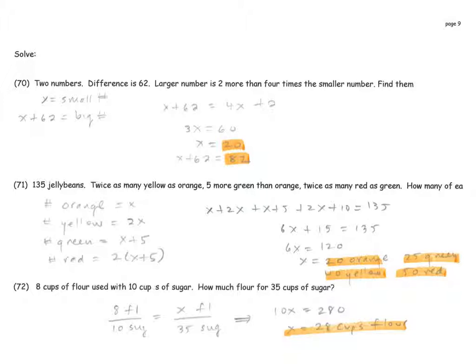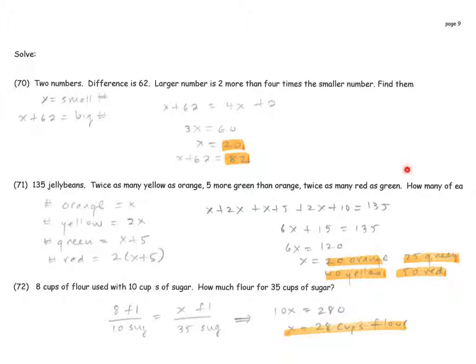In number 71, I had 135 jelly beans, but first I had to set up the problem. Since it said twice as many yellow as orange, and orange came at the end of the phrase, orange got to be x, and twice as many meant that yellow was 2x. Then I moved to the second phrase, and it said green was 5 more than orange. Again, because orange was at the end of the sentence, I made green from orange by adding 5. Since orange was x, green was x plus 5.